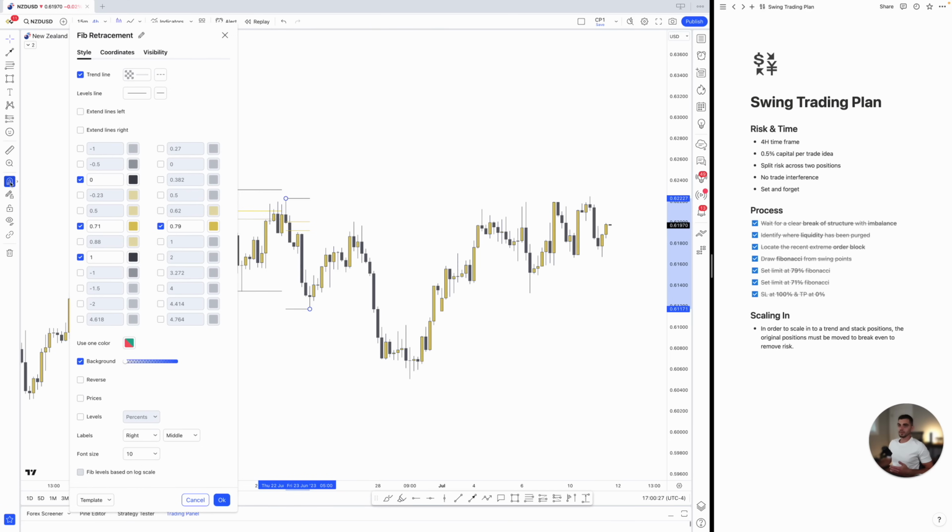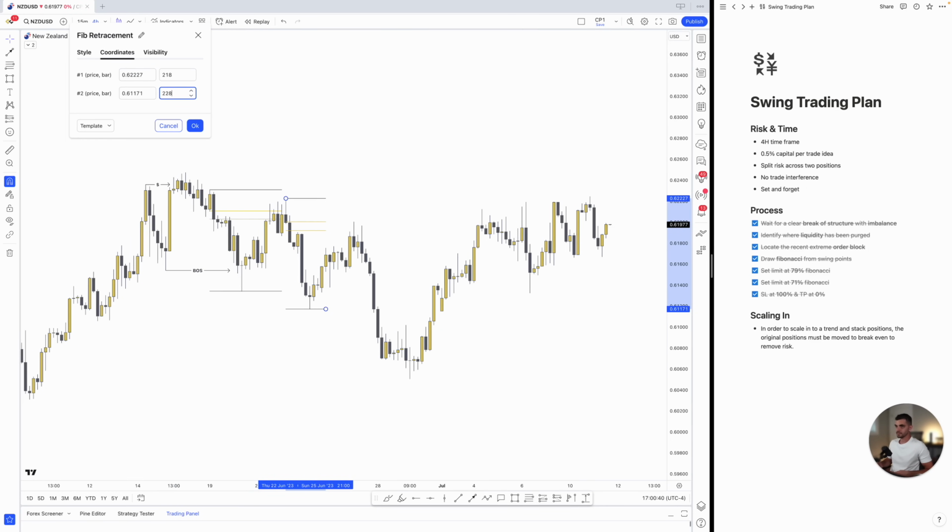Quick note here, I always have the magnet tool enabled. That helps me snap the tools from exact wicks, right? I don't have to mess around with it. It just snaps the tool right to the wicks as precisely as possible. So as you can see, this was another really good example.